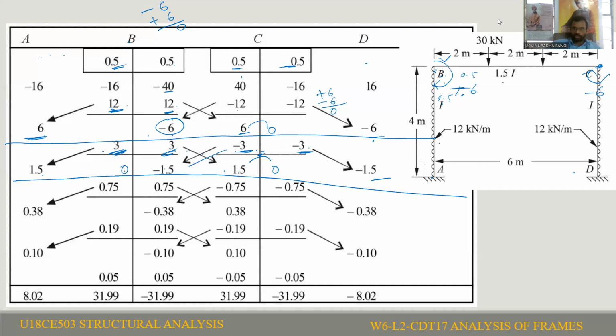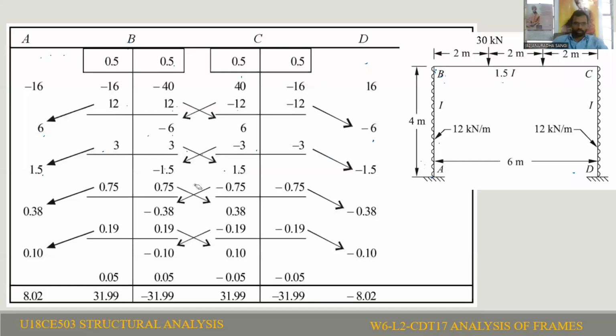After calculation of this, you need to add all the moments, then you are going to get the final end moments. After completion of this continuous process, if you observe, the left side moment must be equal to the right side moment. For accuracy purposes, we need to increase the number of cycles.